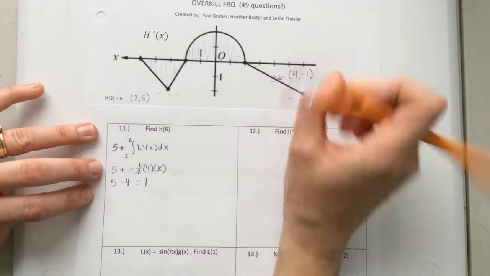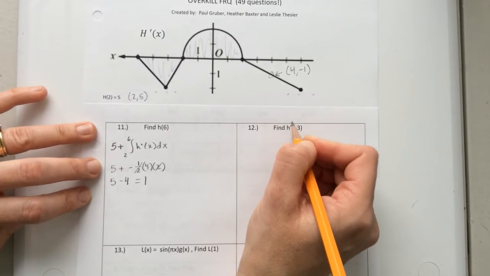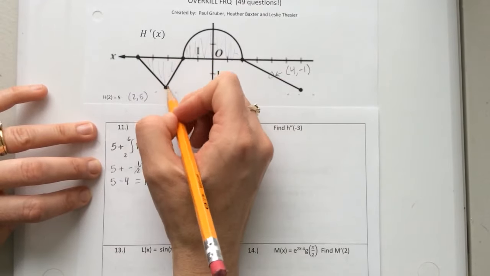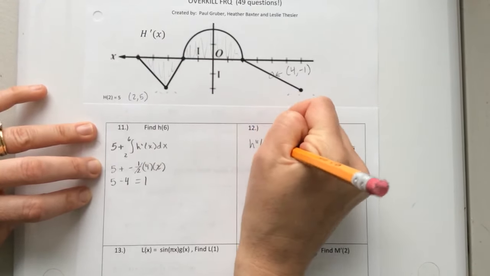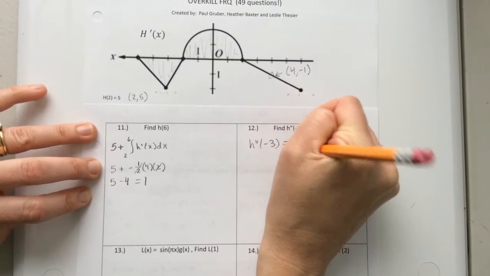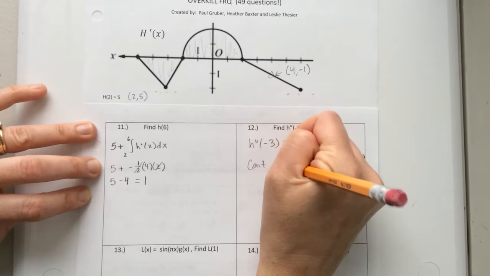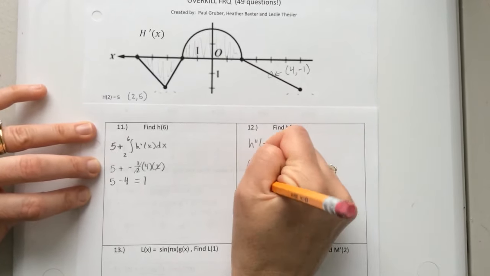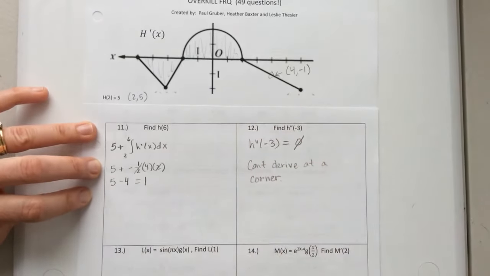All right. Now, h double prime of -3 means we need the derivative of h prime at -3. Well, if you look at this, -3 has a corner point. Can we derive at a point? No, so this equals no solution. You may want to write can't derive at a corner, or not differentiable at a corner.